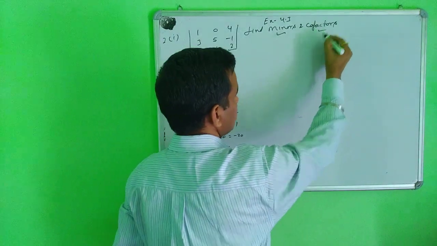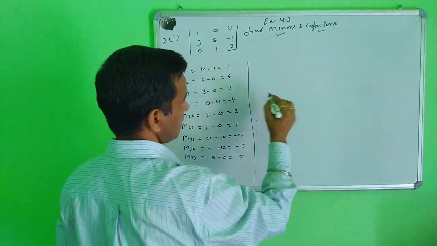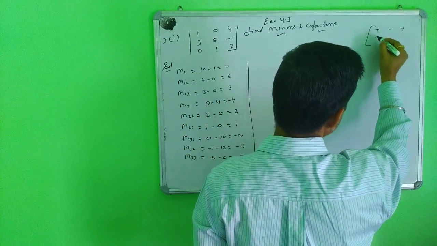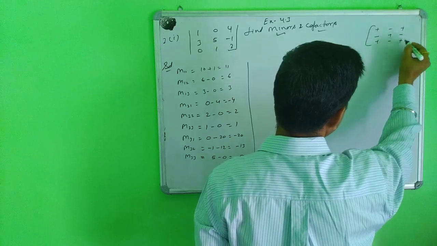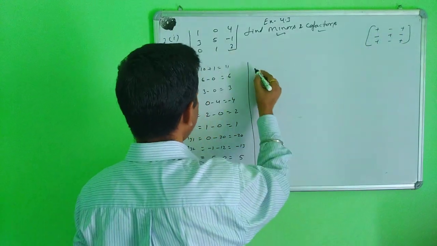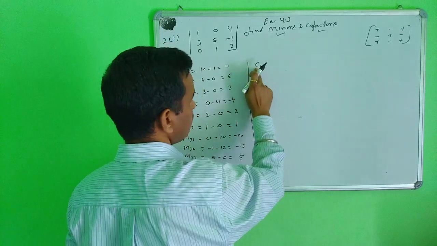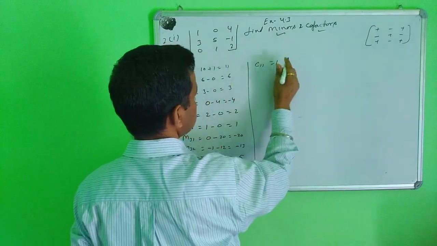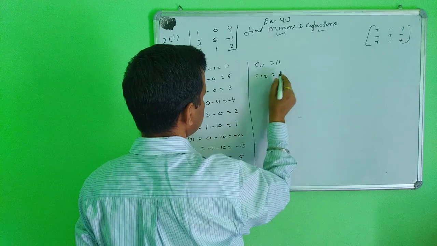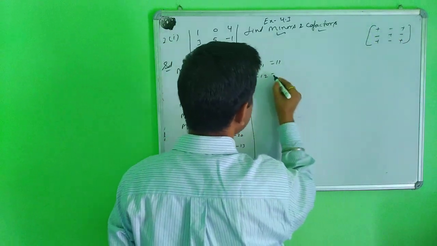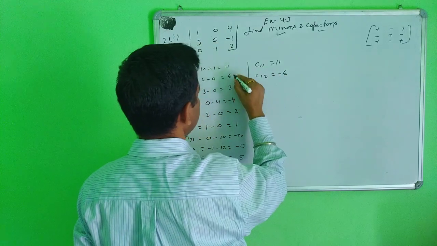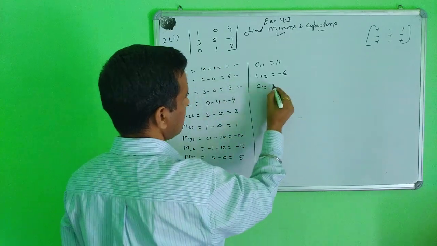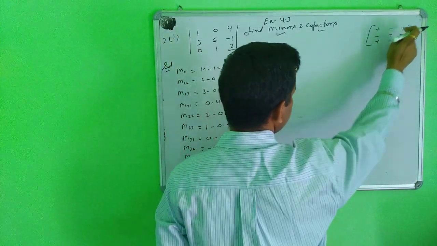Again, second, find the cofactors here. So now for the cofactors, according to this table, keep in mind the signs: plus, minus, plus, minus, plus, minus, plus, minus, plus. According to this table, you find the cofactors. C11, the cofactor of the first element here is positive, so the cofactor is 11. Next, C12, the second element here has a minus sign, so I will put minus 6. Third, C13. What is the value? 3. I have a positive sign, so it is positive.